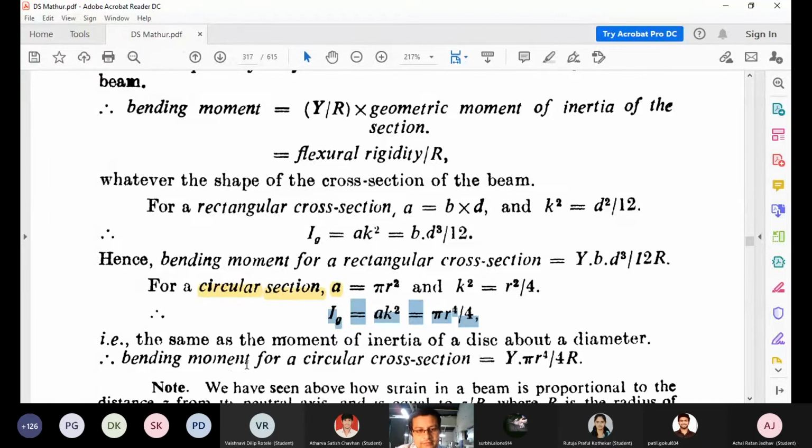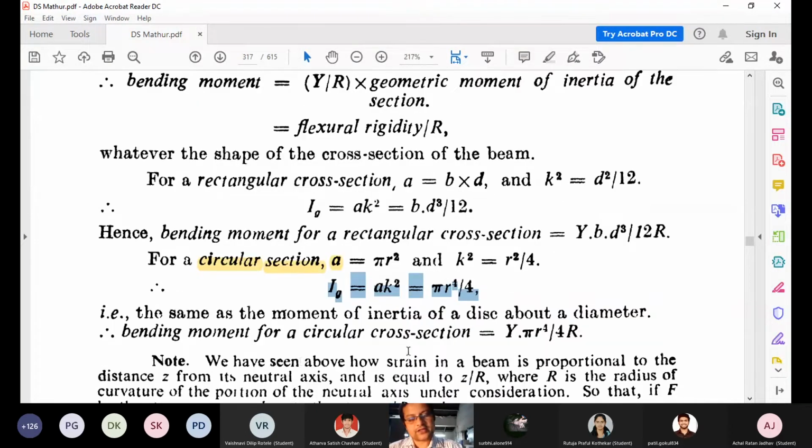Okay, therefore the bending moment for the circular cross section, generally we have a disc. When we have a disc about its diameter, we need to always consider a circular cross section for that particular disc. Therefore the bending moment for a circular cross section comes out to be Y π r to the power 4 divided by 4R. This capital R and small r, don't confuse.